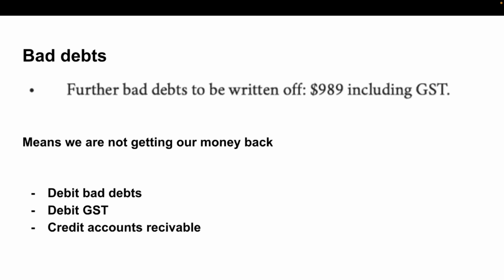They're an expense. We want to debit our GST, increase or decrease it, depending if GST is a debit or a credit. Bit confusing. And we want to credit our accounts receivable, because we're going to be decreasing our accounts receivable because this money is being written off. Okay, we're no longer going to get this money. It's not coming back to the business. So this one is kind of a bit easier to understand.